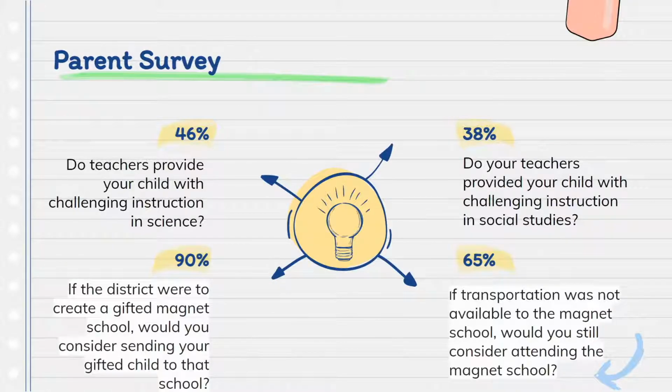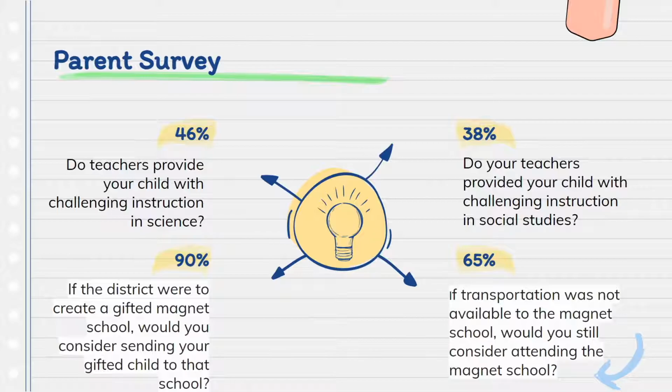Okay, so I sent out a parent survey. After reading all of our gifted DI plans, I sent out a parent survey to get the idea of what parents think of us. 46% of our parents that were surveyed said we offer rigorous instruction in science. 38% said that we offer rigorous instruction in social studies. Our ELA and math was a 50-50 split. And that doesn't surprise me since we just recently adopted some pretty rigorous curriculum.